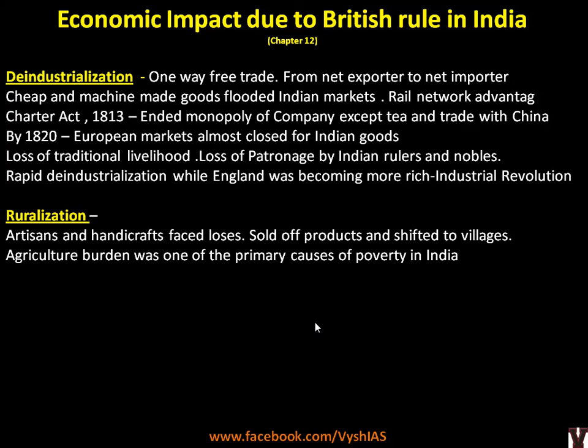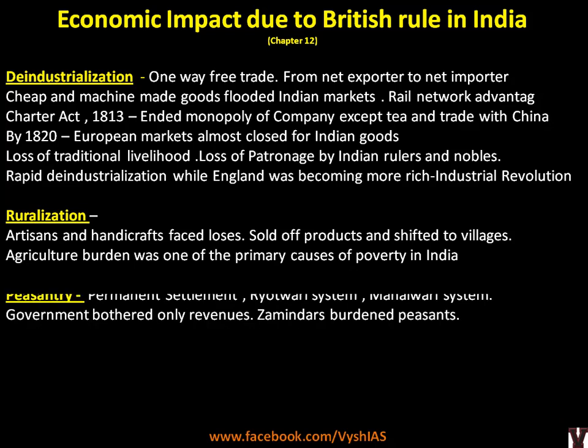Agriculture burden was one of the primary causes of poverty in India. We have already studied the debt trap and all the harsh settlement policies on the farmers: permanent settlement, ryotwari system, mahalwari system. This was what I was talking about. We have made a tabular column to do a comparative study of all these three systems. We will show you in the agriculture related chapter.